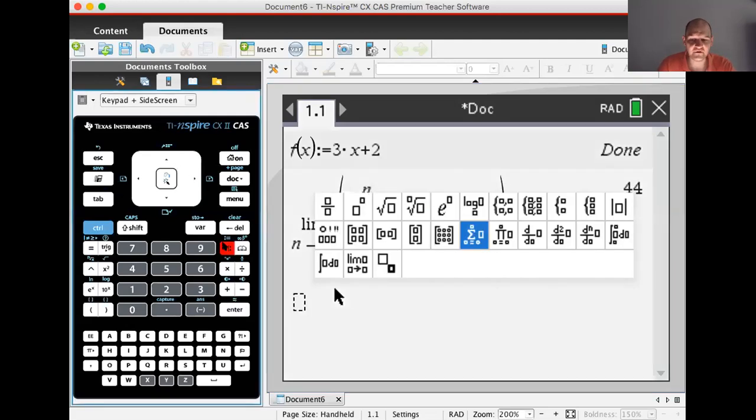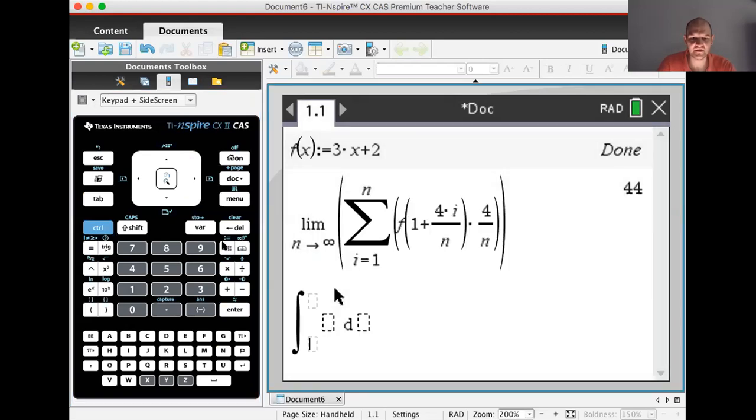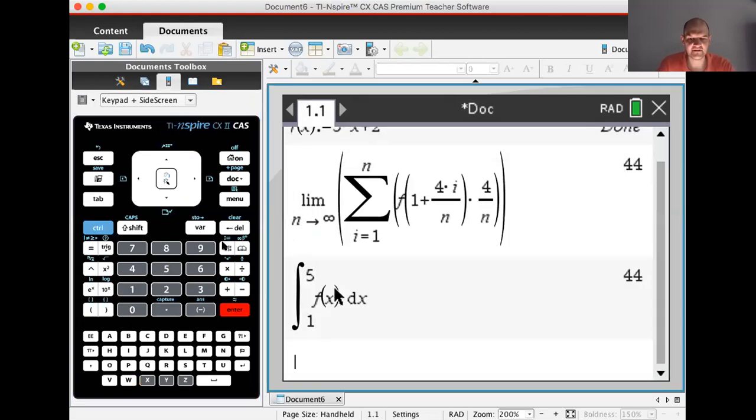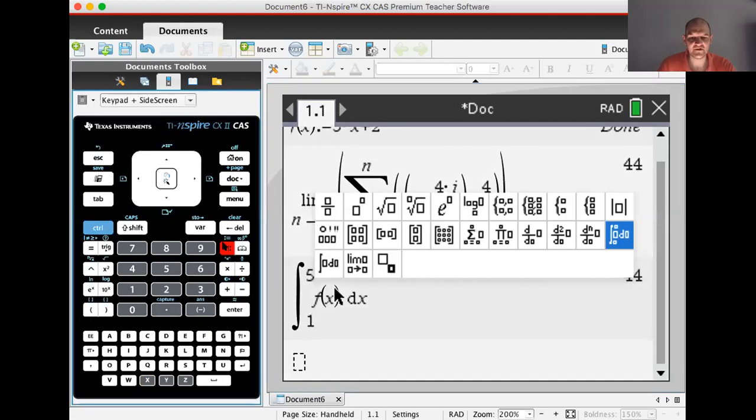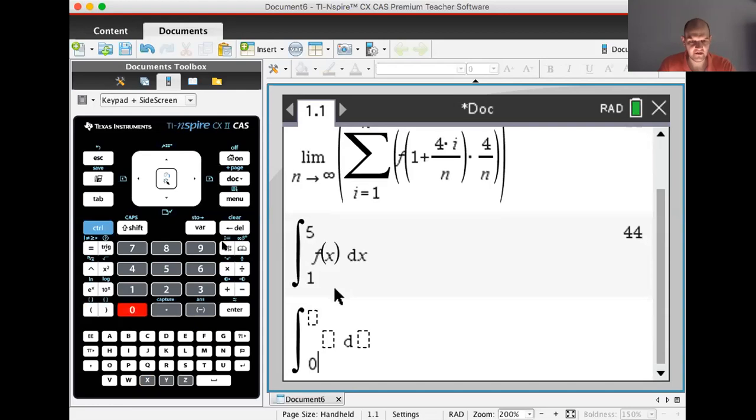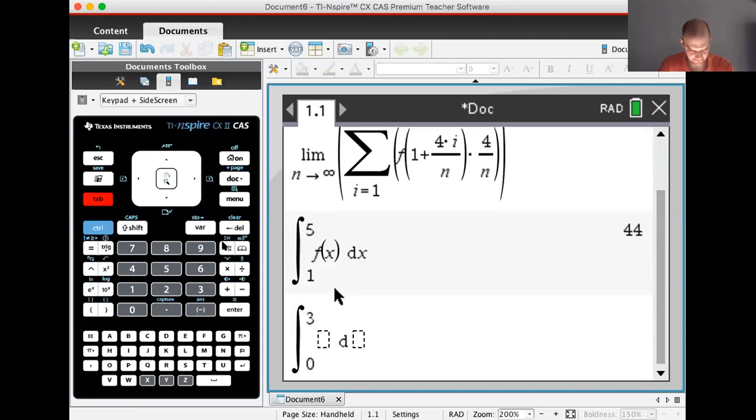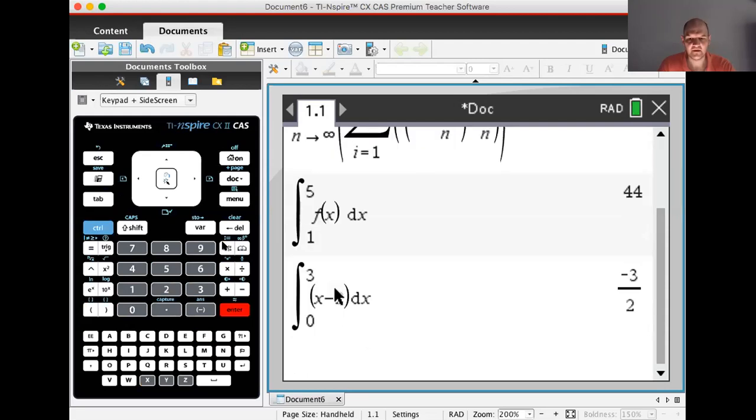Now on the calculator, you of course can just do a definite integral. So we go 1 to 5, f of x dx, 44. For the next one, let's do the integral first. So 0 to 3, x minus 2. I'll just type it in. Get negative 3/2. So that's what we got when we did it by hand. So I'm feeling like we got them right. I'm going to end this video here.